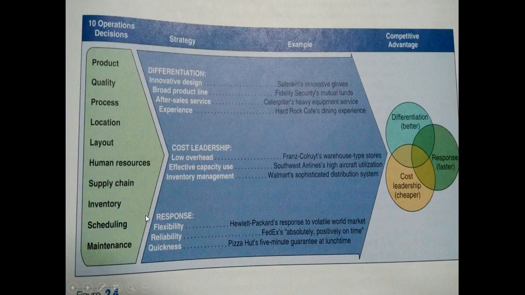Then response strategy, that you want to be responsive. So in here the operations will have to be flexible. Hewlett Packard's response to volatile world market is an example. Reliability, we can take the example of FedEx, which is a courier company. Quickness, Pizza Hut's 5-minute guarantee at lunchtime. So we have covered operations strategy in a variety of ways, so that you understand the practical examples better.